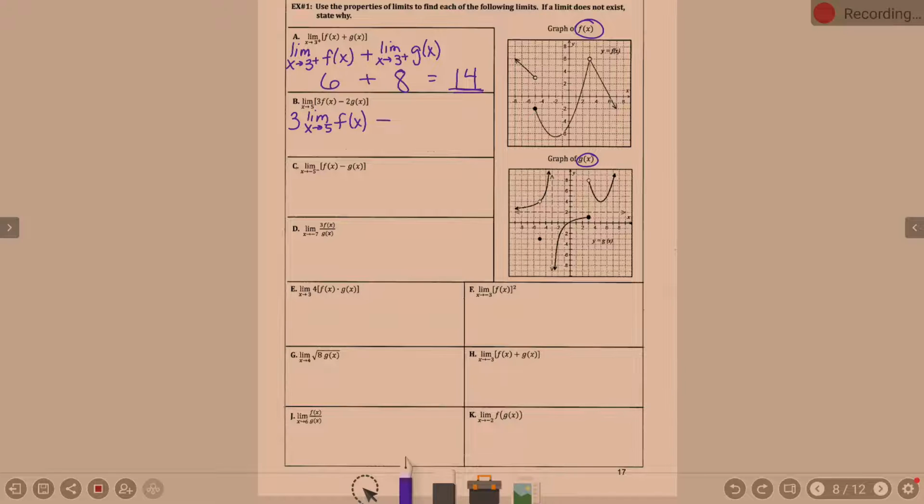That is if you guys can handle me doing this all at once. So I put f of x with its own limit. I pulled the 3 out front. I'm going to do the same thing over here. I'm going to pull the coefficient of 2 out front here. It's 2 times the limit as x approaches 5 of g of x.